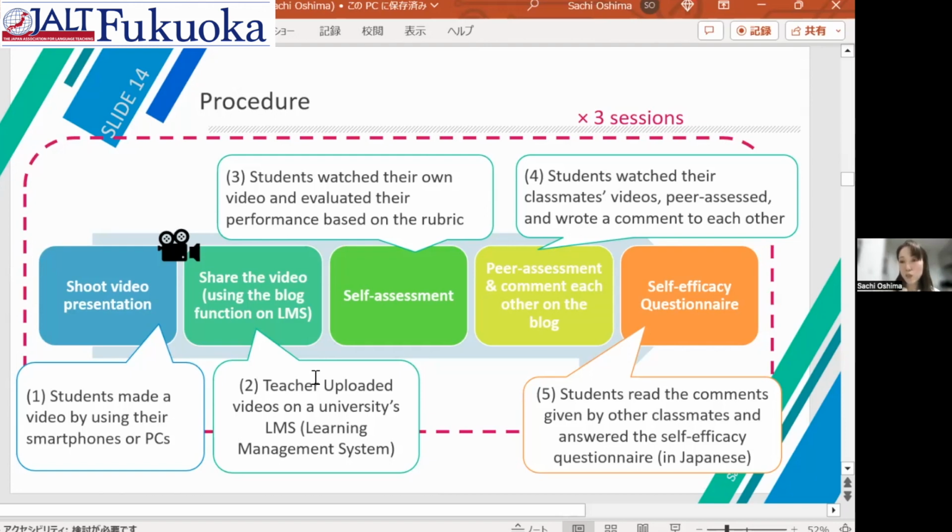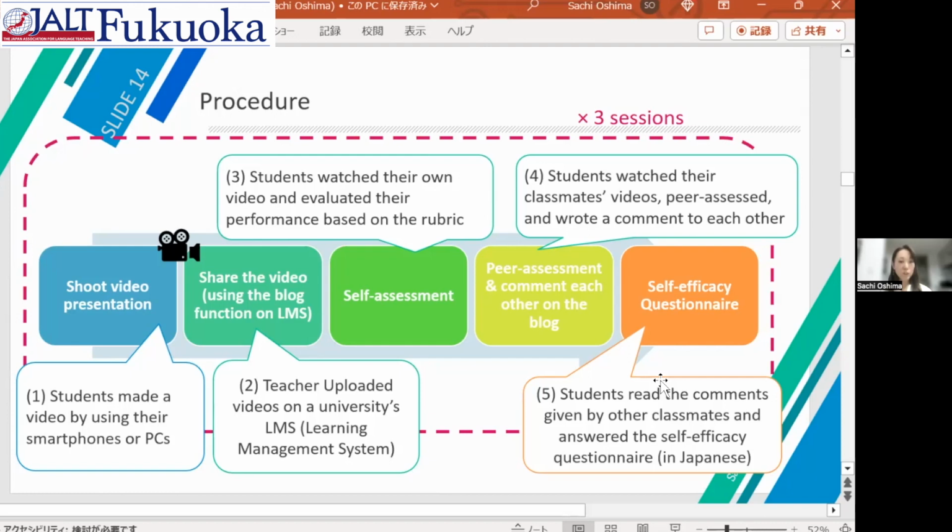And then students watch their own video and evaluate their performance based on the rubric. I will show the rubric later. And then students watch their classmates' videos, peer assess, and write a comment to each other. And finally, students read the comments given by other classmates and answer the self-efficacy questionnaire.